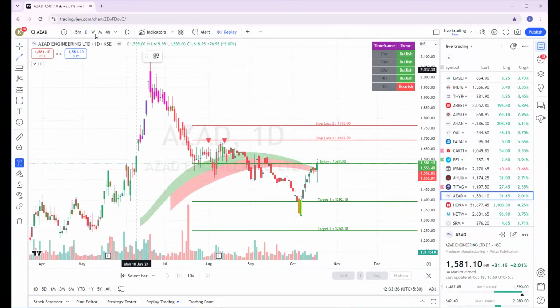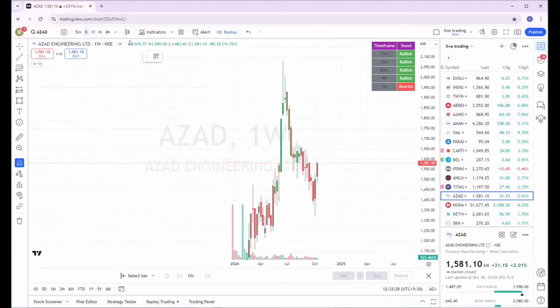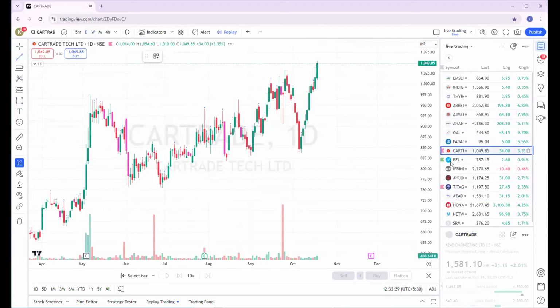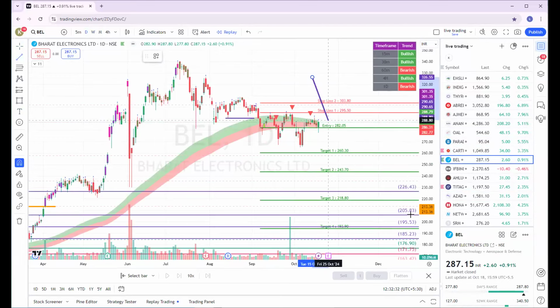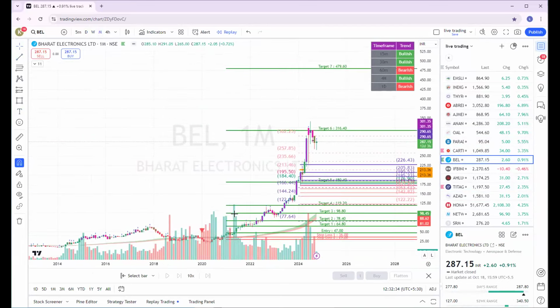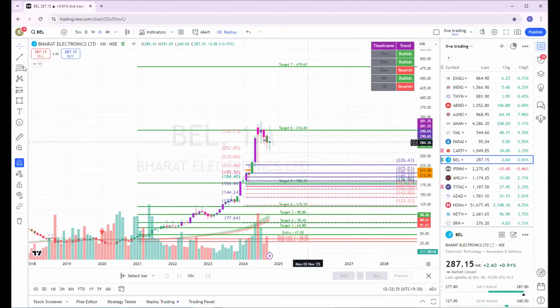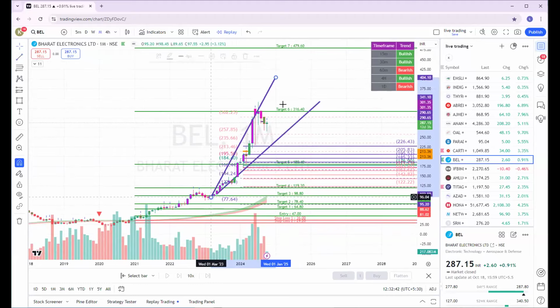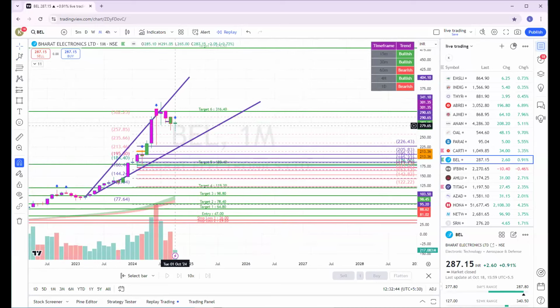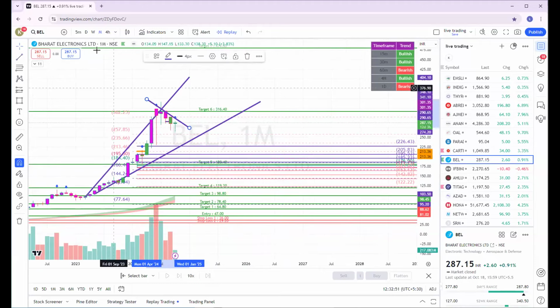Azad Engineering. No, it was BL. BL, okay. Let's see BL. Overall trend is positive. This is more like a flag and pole. What I'll do here, I'll try to mark this. Overall trend is very positive.